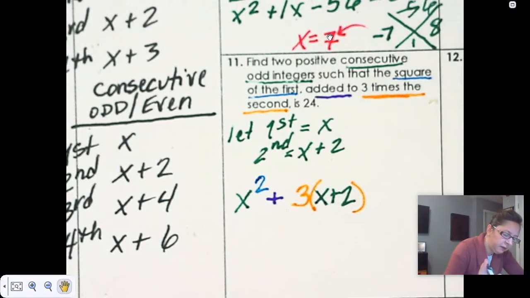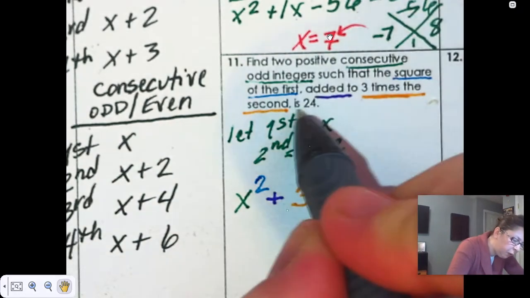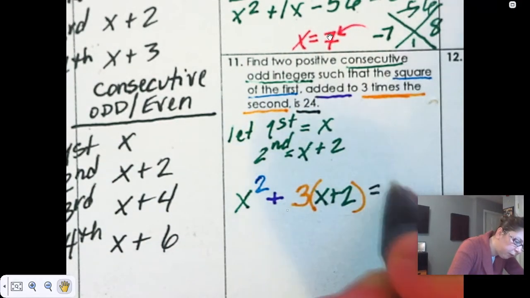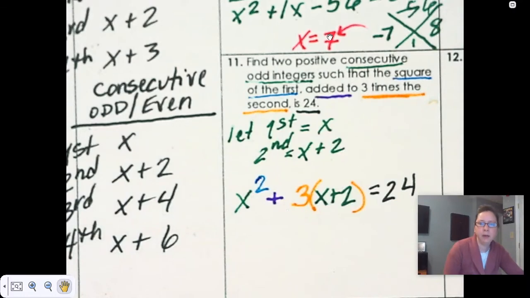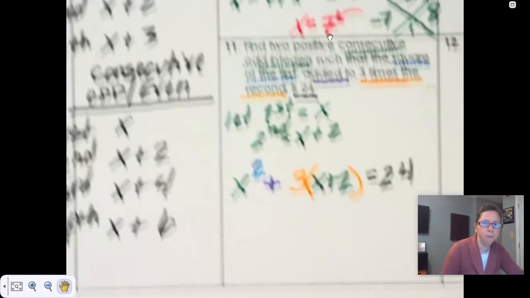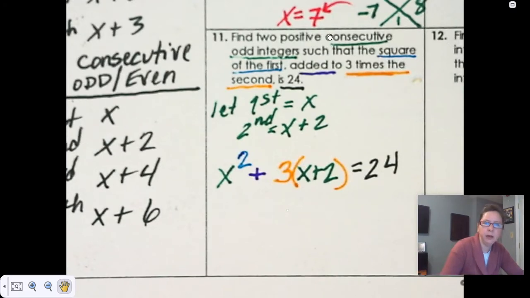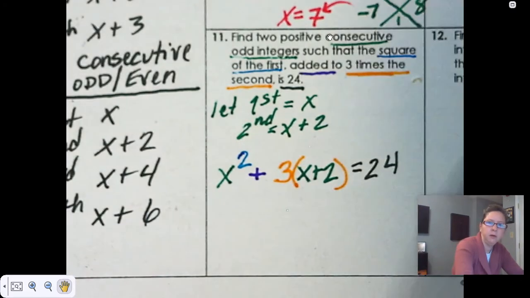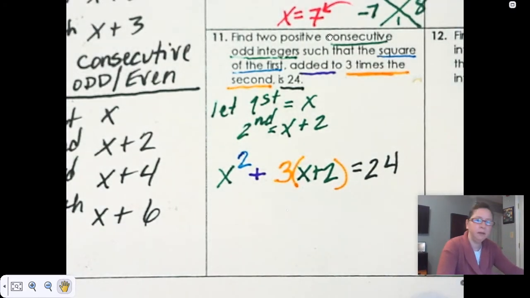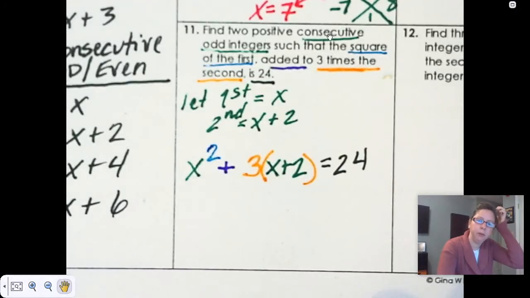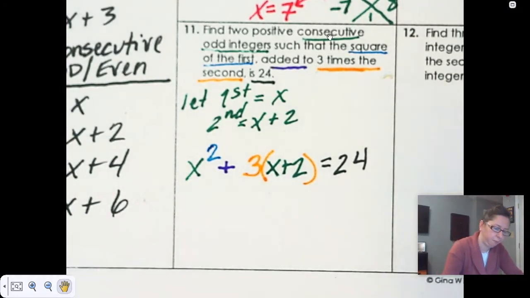And then it says that that means equals 24. All right, so I have set up my problem. I tried to color code every little thing I did so that you could see how I've translated these words into my equation. Now I am ready to solve this.